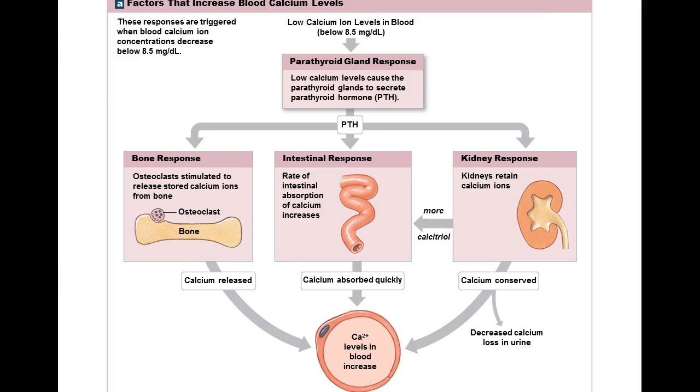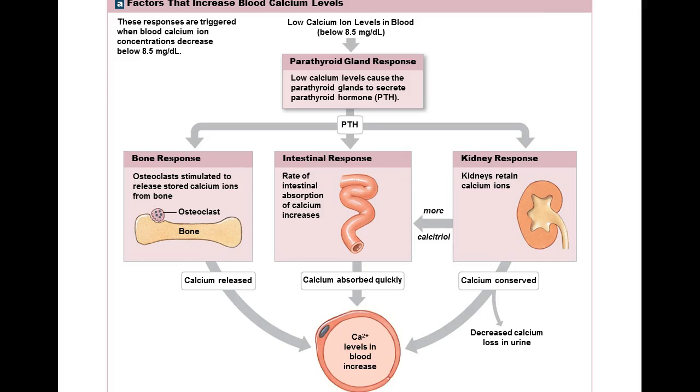That will cause the bone to start breaking down and releasing stored calcium ions. So those osteoclasts will be stimulated. That will cause the intestine to increase the rate of absorption of calcium, and that will cause the kidneys to retain calcium ions and also release more calcitriol, which then acts on the digestive system and increases its rate of calcium absorption. That will all happen until calcium levels become normal again.